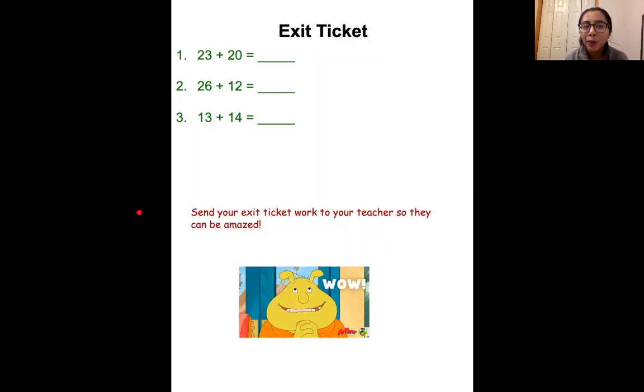And for the next part, what I want you to do for the exit ticket is, for each of these number sentences, solve using your quick tens. And remember, you can either add your tens and then your ones, or you can put the biggest number in your head and then count on. And then send your exit ticket work to your teacher so they can be so amazed at the amazing work that you did.